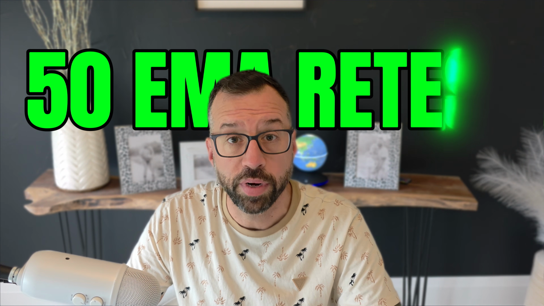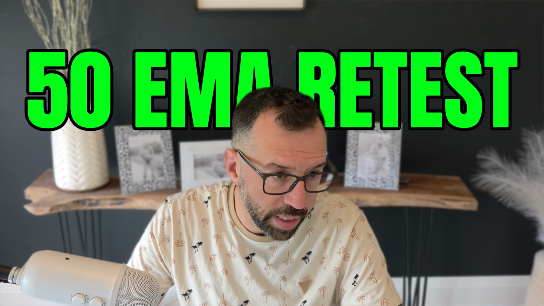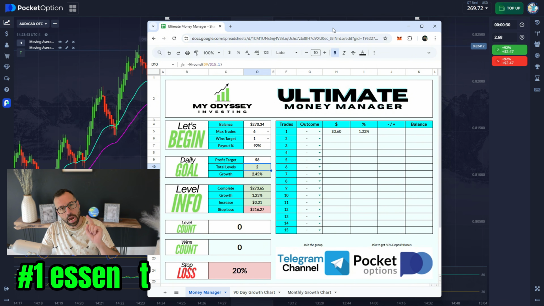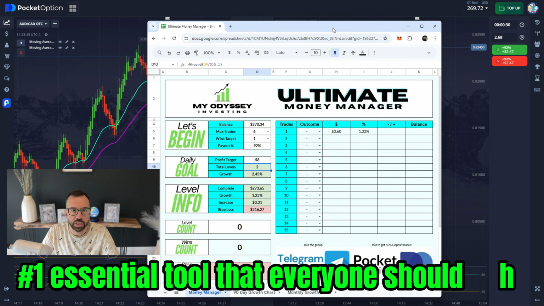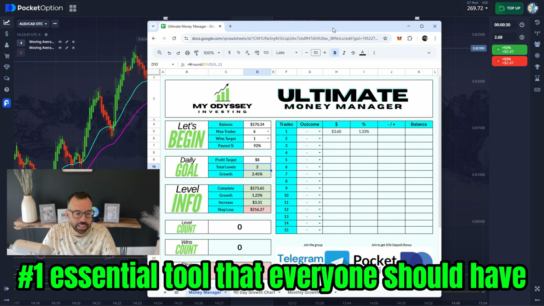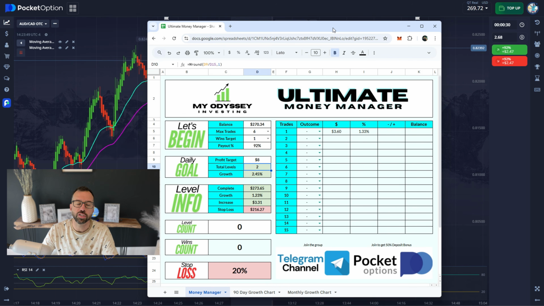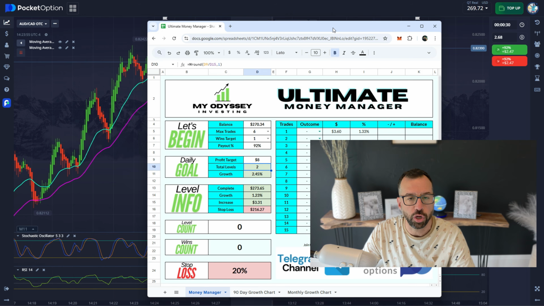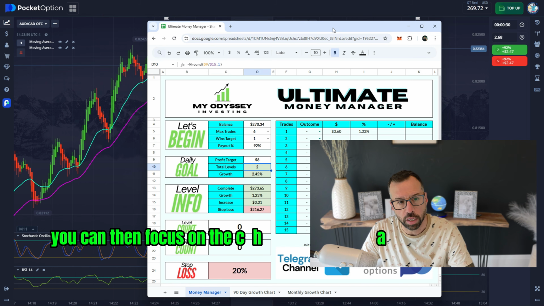Well, we are using the 50 EMA retest strategy along with the Ultimate Money Manager, which is the number one essential tool that everybody should have when trading in binary options, as this will alleviate the stress of what you're going to bet when you win or lose. Let this tool look after your trading dollars for you so you can then focus on the charts.